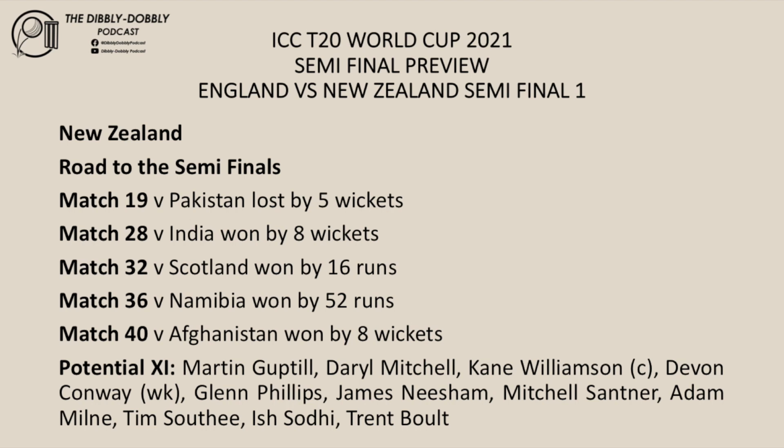So New Zealand's road to the semi-finals: their first game against Pakistan, they lost by 5 wickets. Their second game against India, they won by 8 wickets. Their third game against Scotland, they won by 16 runs. Their fourth game against Namibia, they won by 52 runs. And their final game against Afghanistan, they won by 8 wickets.